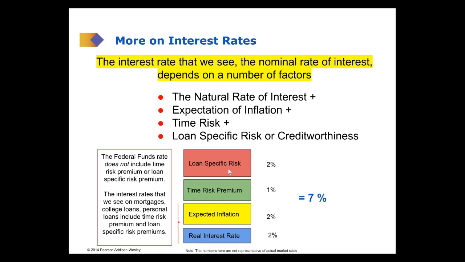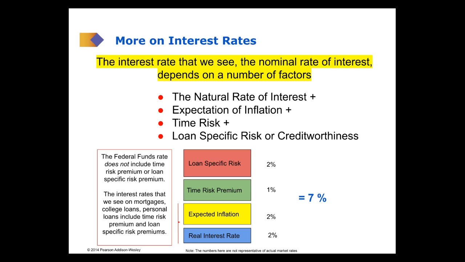And so in this example, we might see the federal funds rate being the bottom two. This in this example would be 4%, but the rates that are in the market are 7%. And so this explains why we see the difference between what the Fed says is their interest rate target and what the banks charge each other, and then the rates that we see in the marketplace.